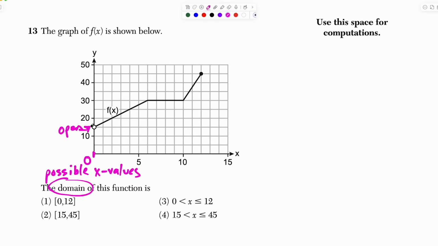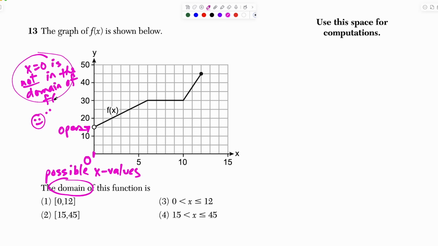Okay, so the fact that the graph is open at 0 means, my thought process for this is that x equals 0 is not in the domain of f of x. So something like choice 1, we could just chop out right away, because you see how they put a bracket here. We would need a parenthesis to show that 0 is not included. Okay, so that's a very sneaky detail to be mindful of.